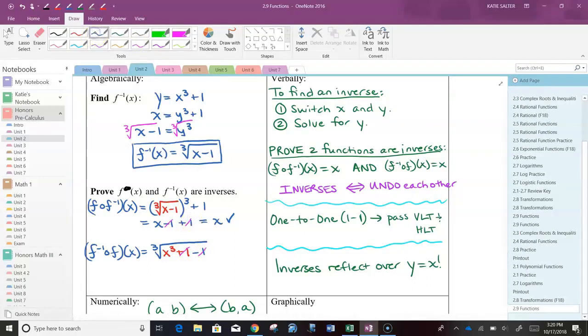So we have the cube root of x cubed, and then of course the cube root of x cubed equals x. And you can see that in both cases they stripped each other down. In other words, they undo each other. That's what inverses do. That's the whole point of them.